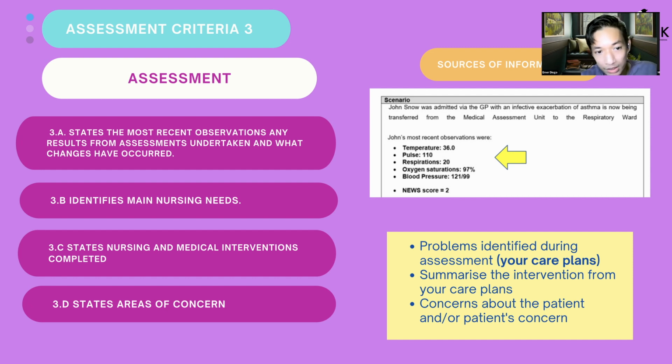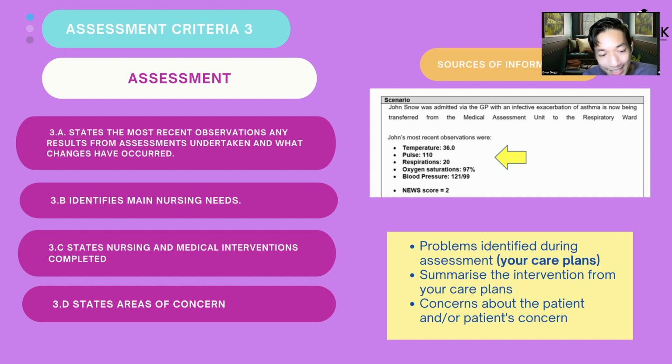For 3B, you have to identify the main nursing needs. So where are we getting the answers from? Remember your planning station. On your planning station, you identified 2 care plans, right? So you're basically stating your 2 problems identified during the planning station, and of course you could add the other problems identified. Going back to our old test of competence, the section for the main nursing needs or problems identified is basically this section. You are just saying it instead of writing it.